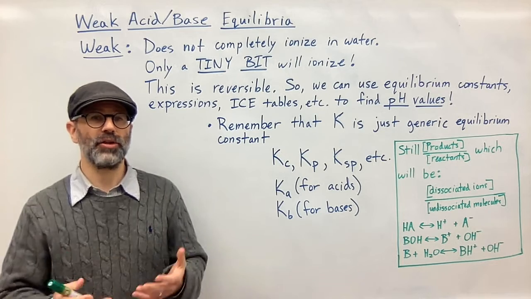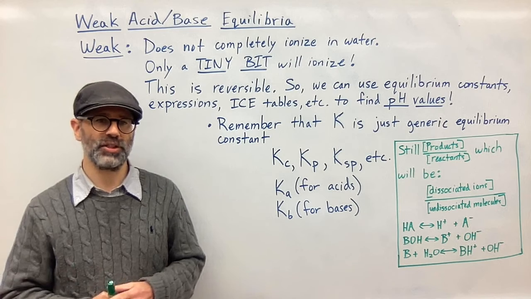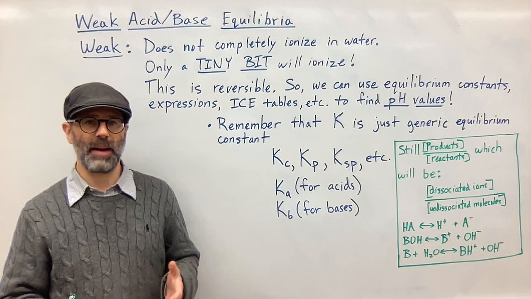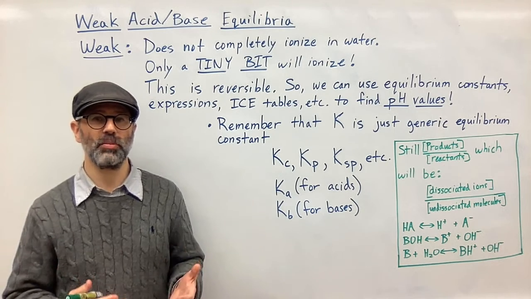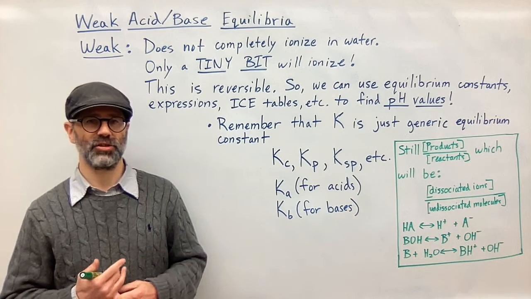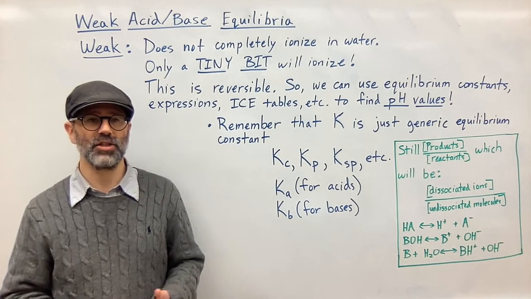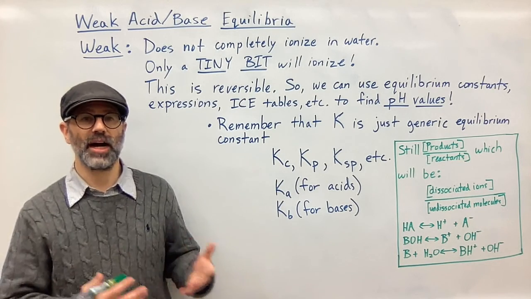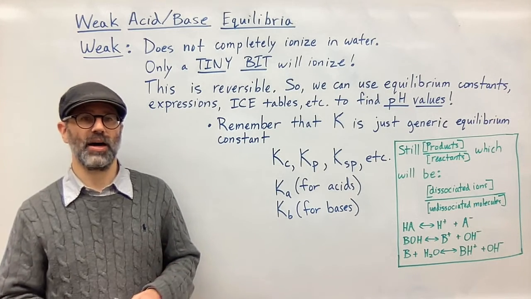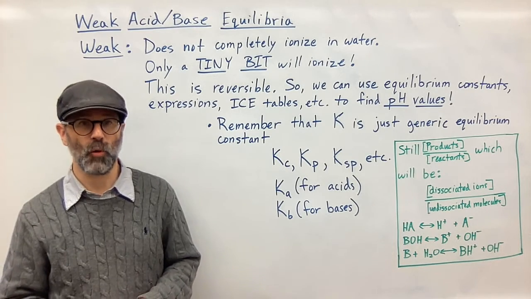The other thing to keep in mind is that because only a little bit actually dissociates, this is going to be a reversible process. So that means that we can use equilibrium constants, equilibrium expressions, ICE tables, etc., to find pH values. If we want to know the pH of a certain concentration of a weak acid, we can use the equilibrium expressions, and we can use ICE tables to figure that out just like we did before.